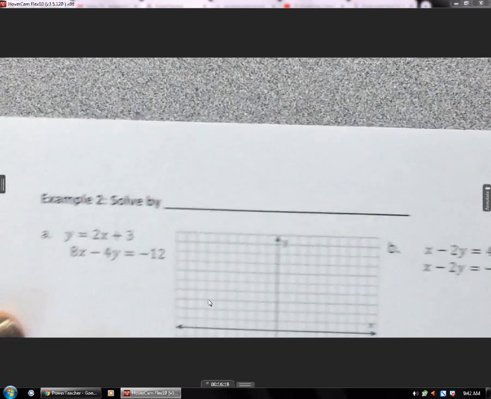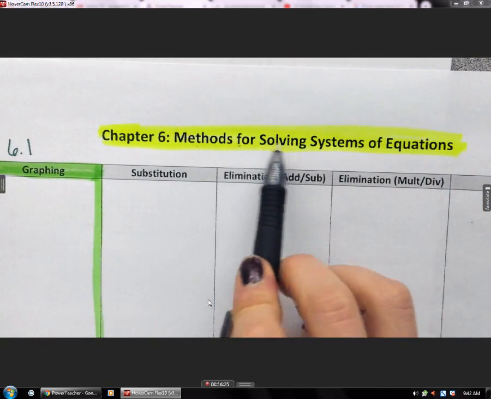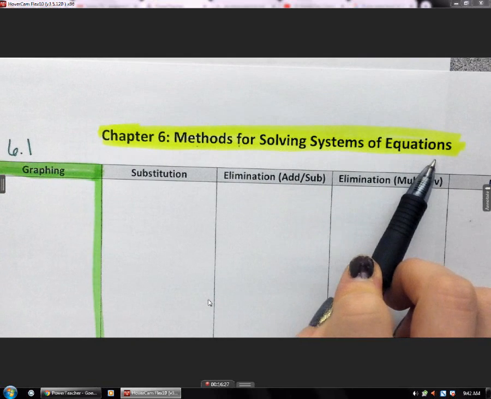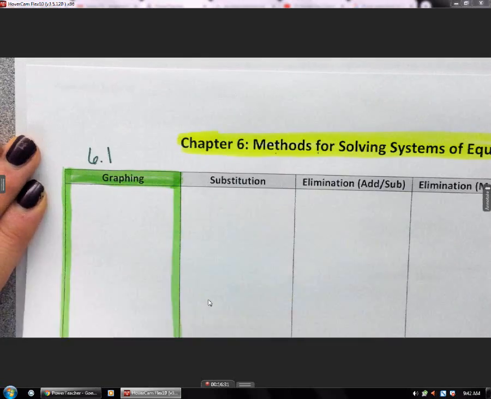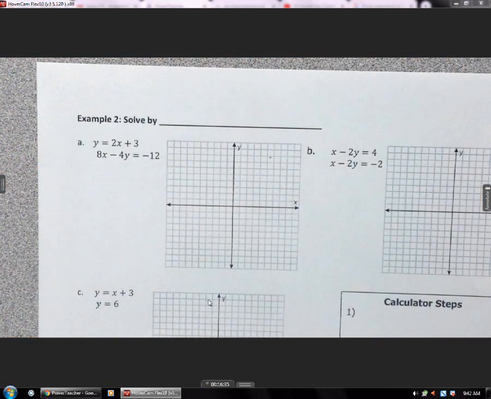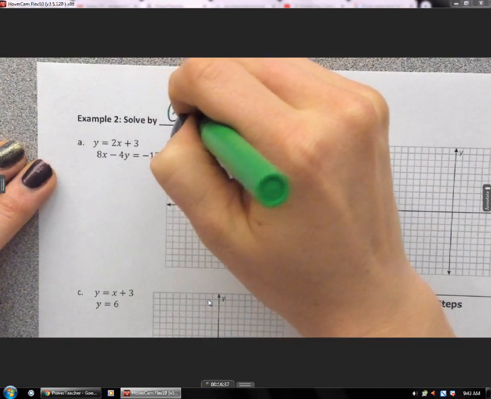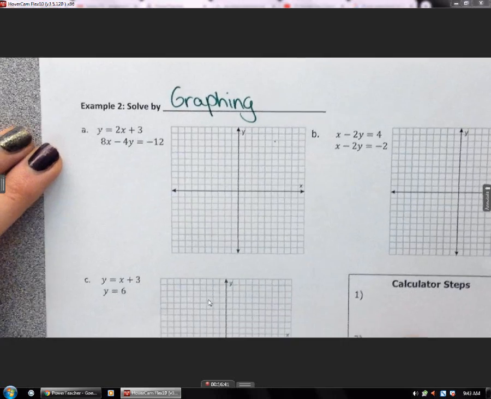All right, flip it over. On the back. This is where we're using our chart. Remember I said that there are different methods for solving systems of equations. This is the first method. I'm about to show you the first method. Are you ready for it? Well, get ready. Solve by graphing.